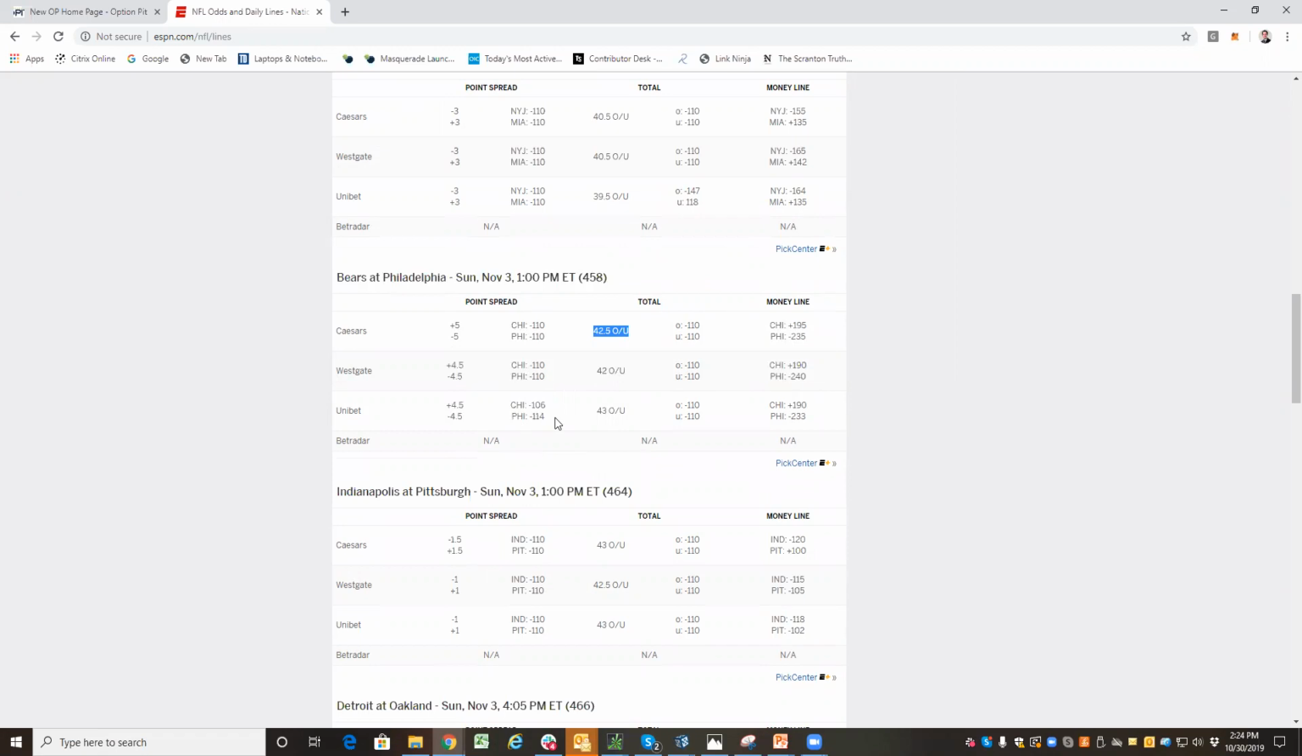So what makes that number move in Vegas? The answer is betting. I think that the Bears are going to beat Philadelphia 28 to 21. That's 49 points. So I think that the Bears are going to beat Philadelphia by 7 points, and the total score will be 49 points. And so how would I want to bet? I would want to buy the over. So I would buy 42.5 points.